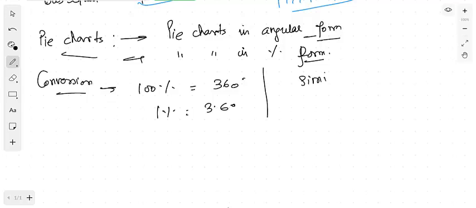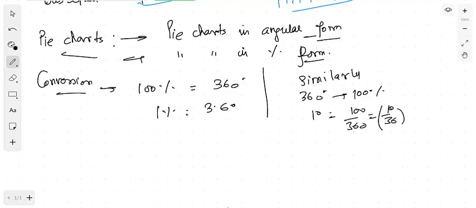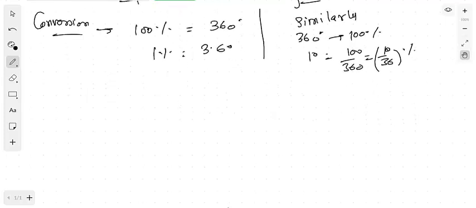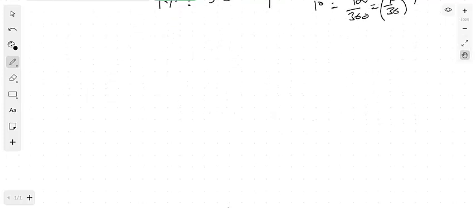Similarly, 360 degree is considered as 100%. It means 1 degree will be equal to 100 by 360, which is equal to 10 by 36 percent. Okay, these are the two kind of conversions which actually we do in pie charts, which are required as per the questions. Let us take an example on both the types, one on the angular form and the other on the percentage form, and then just look out what actually they used to ask.